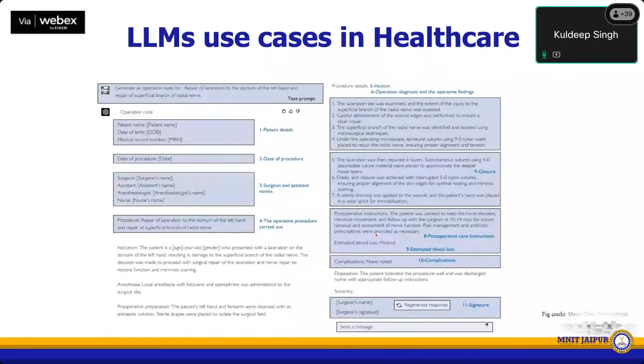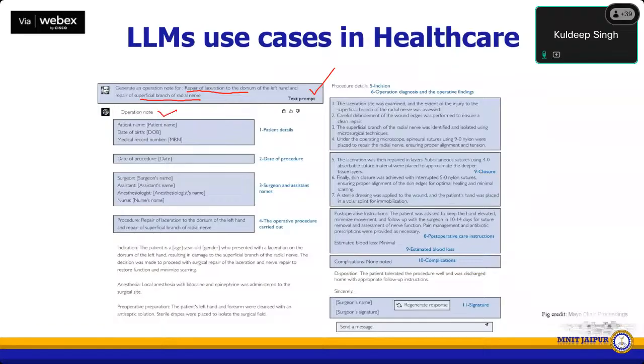Another use case of LLM is, suppose a surgery is being done, and an operation note is to be generated or prepared by the surgeon. So, given a prompt like generate an operation note, and what was the abnormality? It is repair of laceration to the dorsum of left hand and repair of superficial branch of radial nerve. This was the text prompt provided to the medical LLM, and then it generates the operation note.